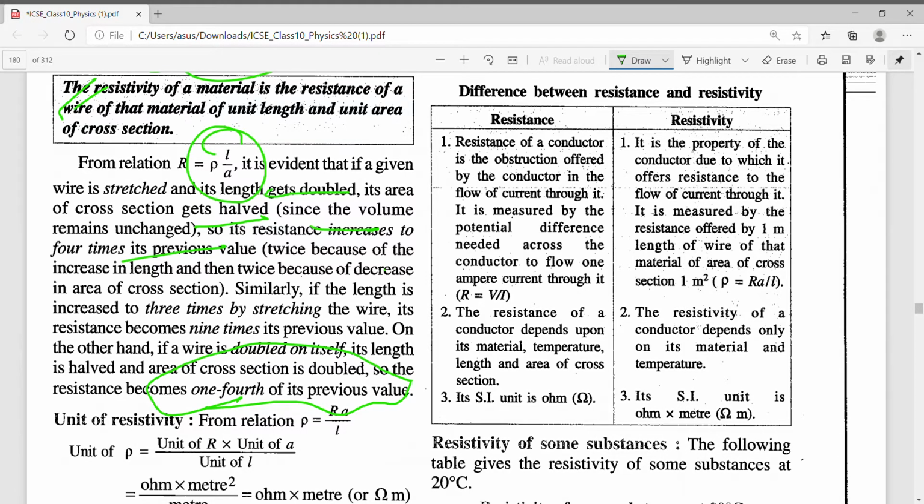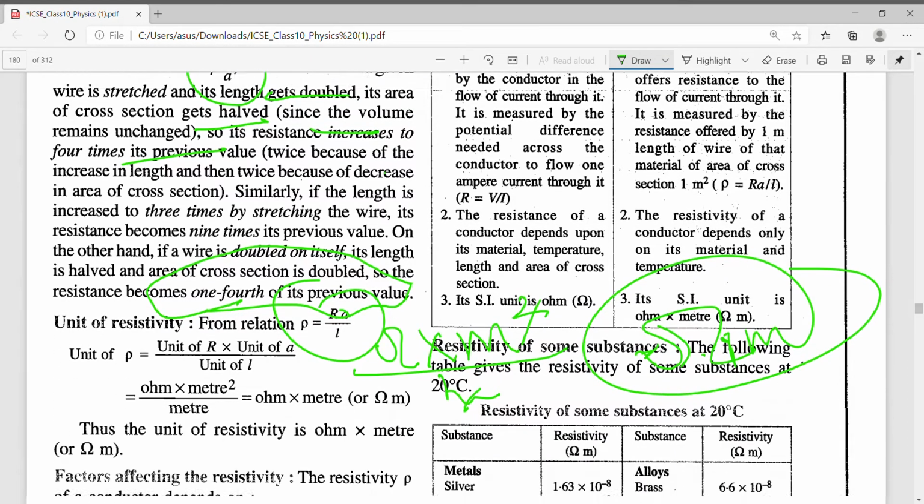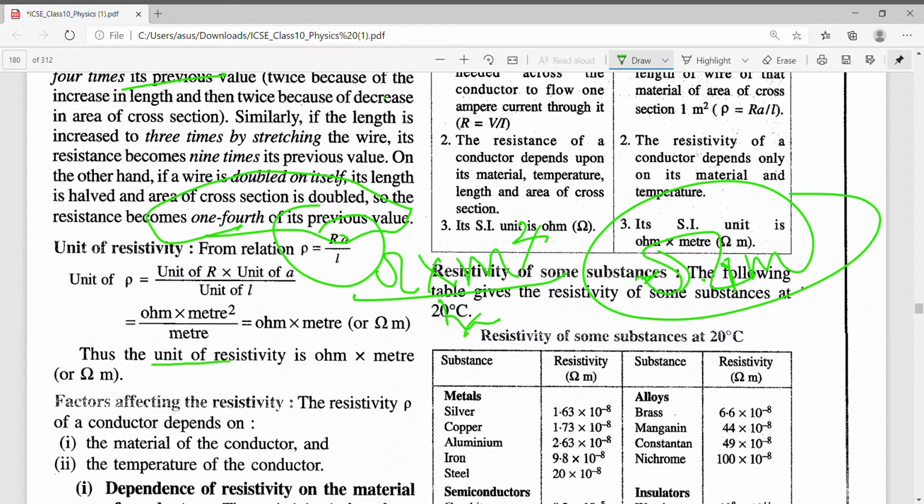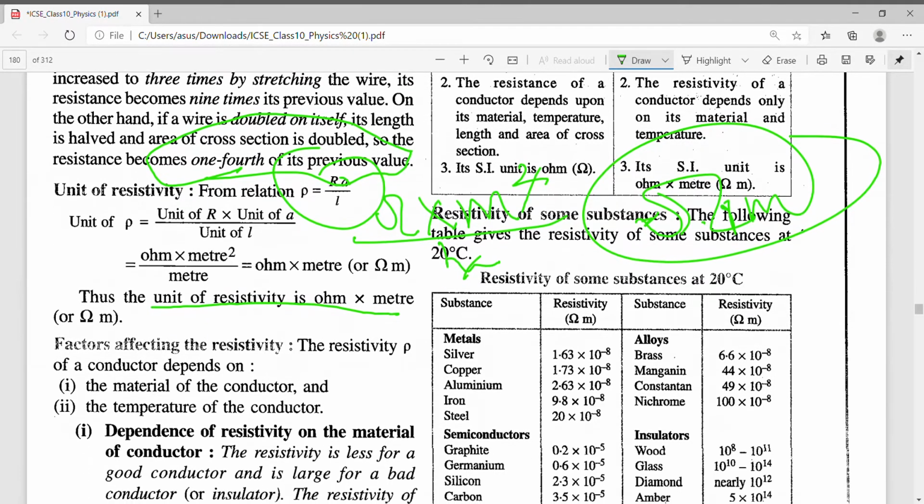So the unit of resistivity: rho is equal to R into A upon L. What is the unit of R? R is resistance, that is ohm, into what is A? Meter square, upon what is L? Meter. Meter square gets cancelled. So the ohm meter is the unit of resistivity. So the unit of resistivity is ohm into meter, or ohm meter.